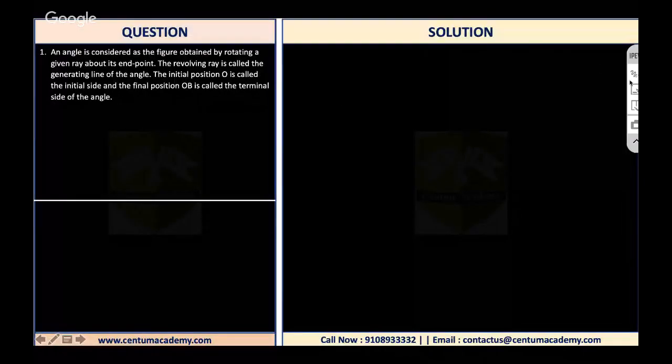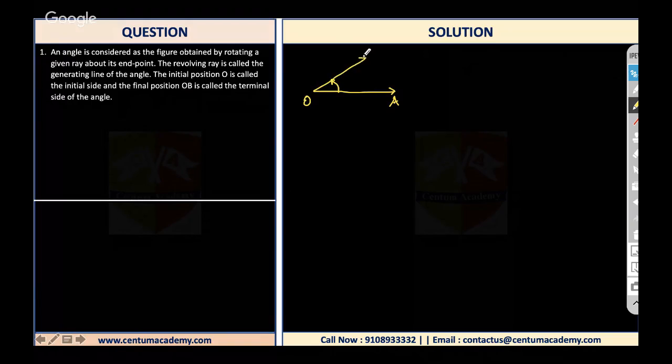So we will go by the basics first. An angle is considered as the figure obtained by rotating a given ray about its endpoint. The revolving ray is called the generating line of the angle. The initial position O is called the vertex, and the initial side, and the final position OB is called the terminal side of the angle. Basically, you take a ray, this is O, and this is A, and you rotate this ray by some angle, and this is B. So this theta is the angle.